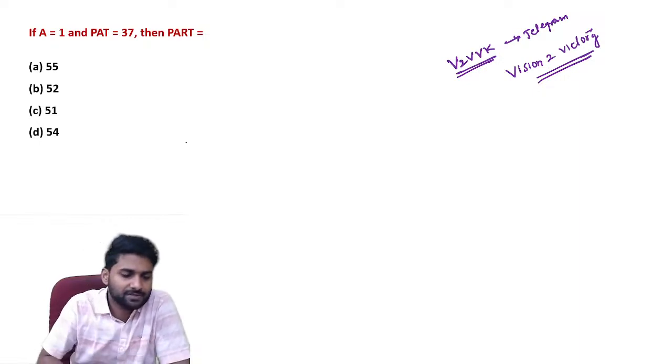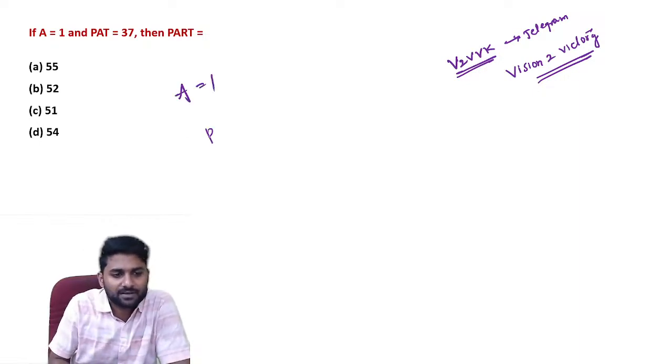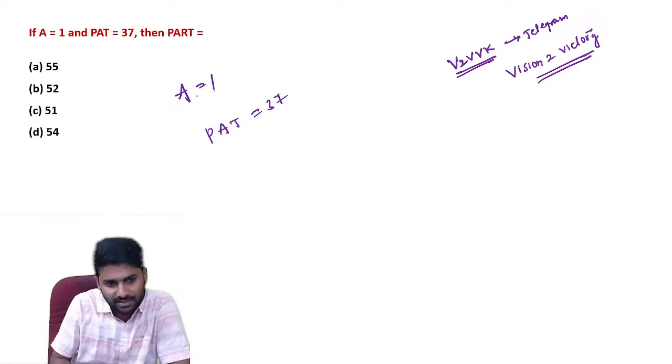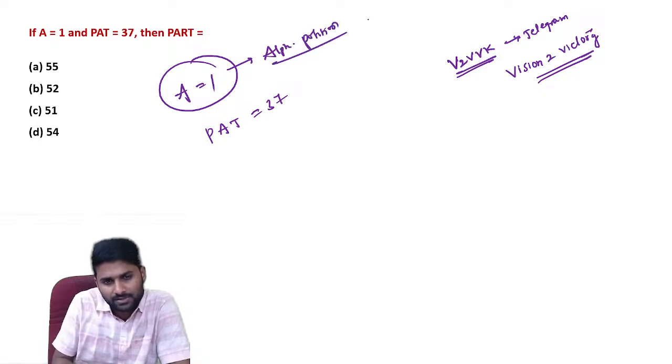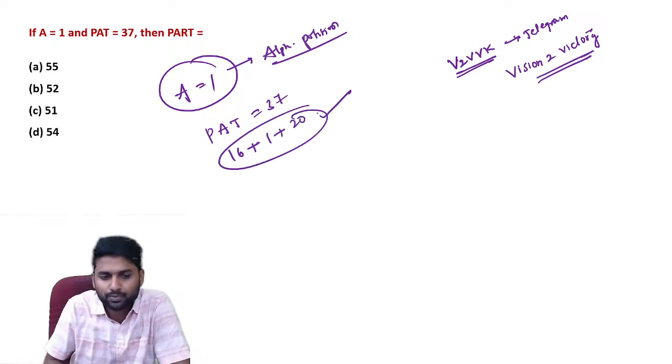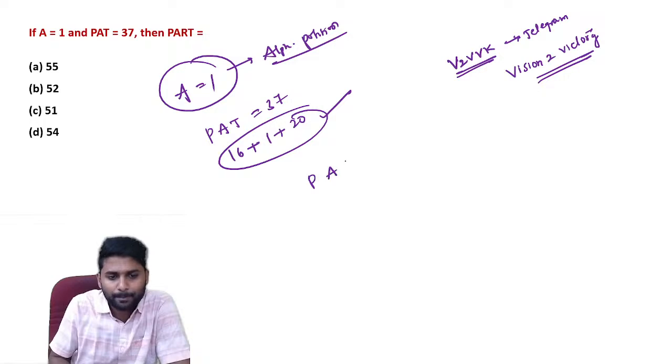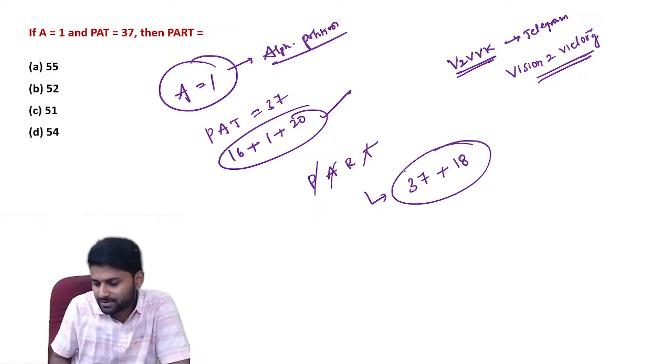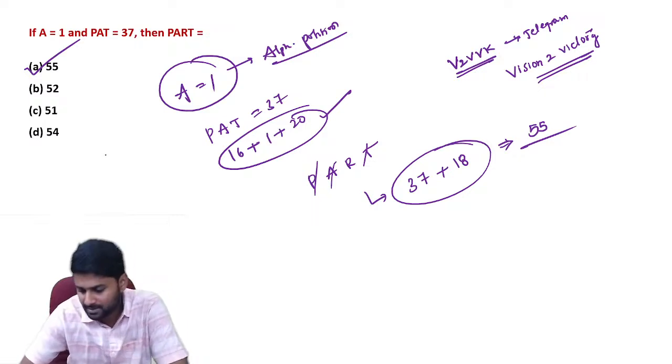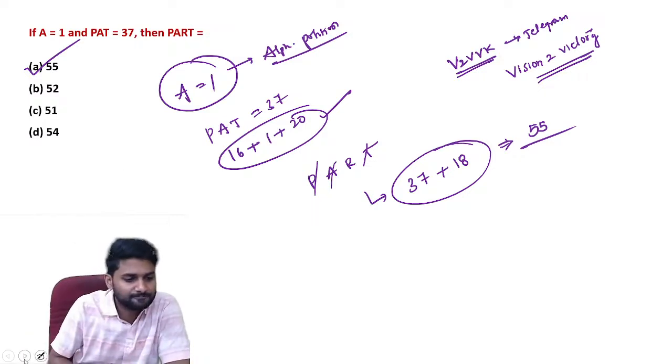So let's get back to this question. If A is represented as 1, PAT is represented as 37. See, A is 1 means they consider alphabetical position. So if you go for PAT, 16 plus 1 plus 20, the sum of alphabetical positions is 37. Since PAT is common, you know that the value is 37, so just add 18 units. Why we are adding 18? Because of the alphabetical position of the remaining letters. So go through the sum. Here the sum value is 55. So sometimes we need this smart work.